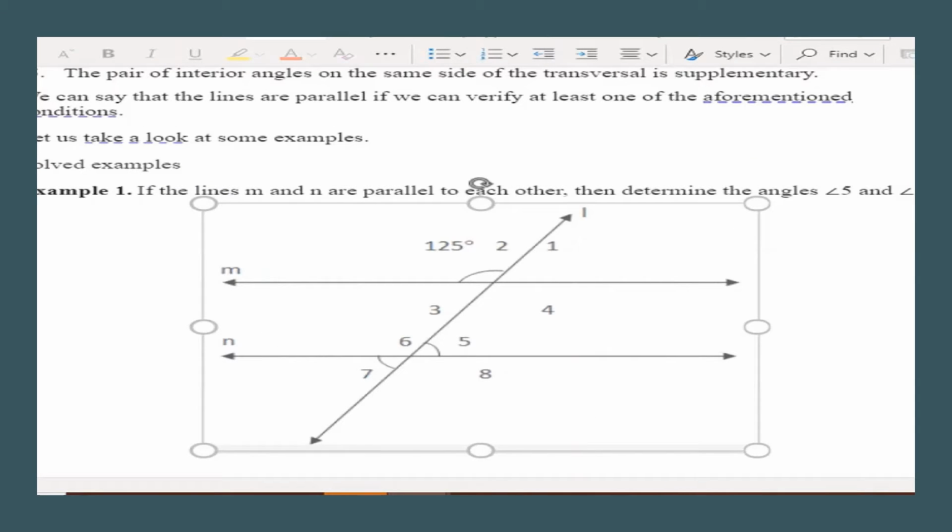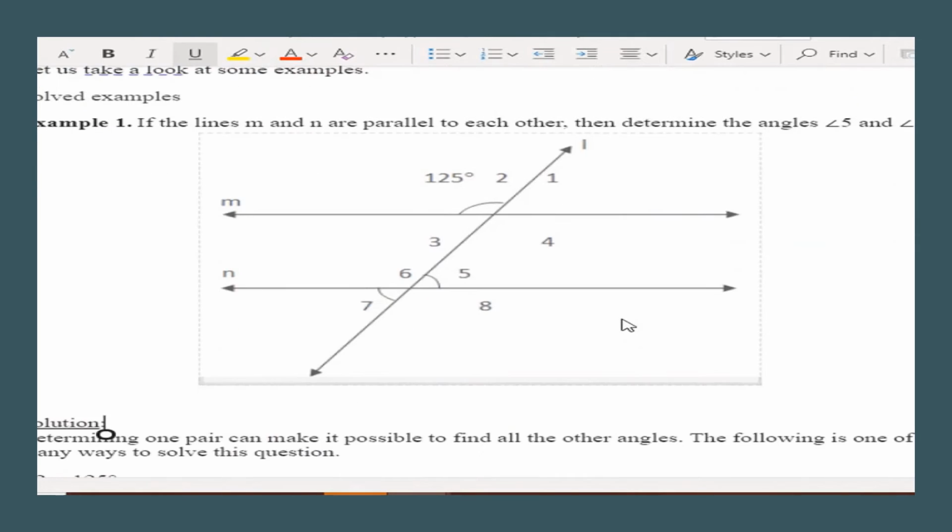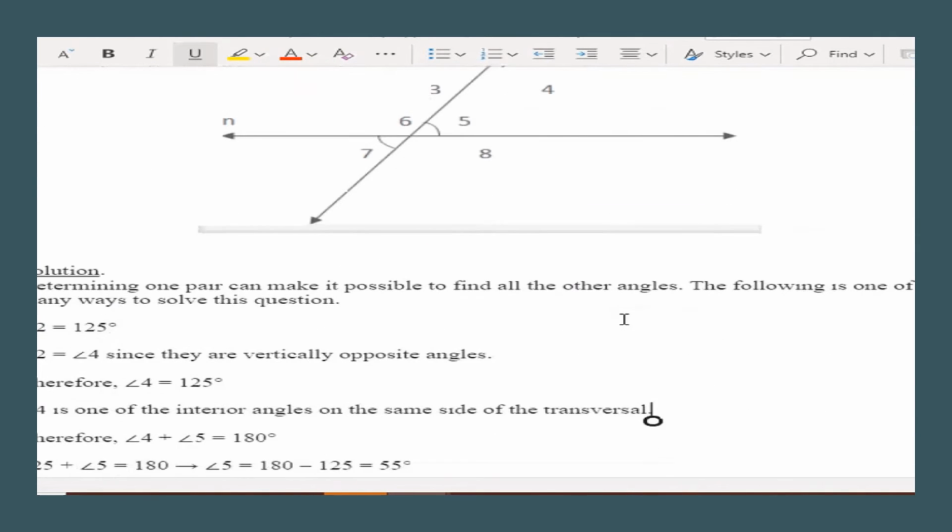It says, if the lines M and N are parallel to each other, then determine the angle 5 and angle 7. So we want angle 5 and we want angle 7. It says solution, determining one pair can make it possible to find all the other angles. The following is one of the many ways to solve this question.